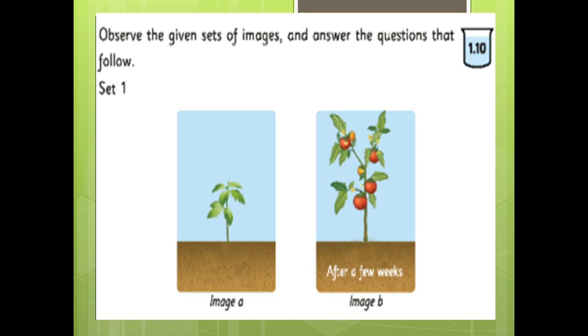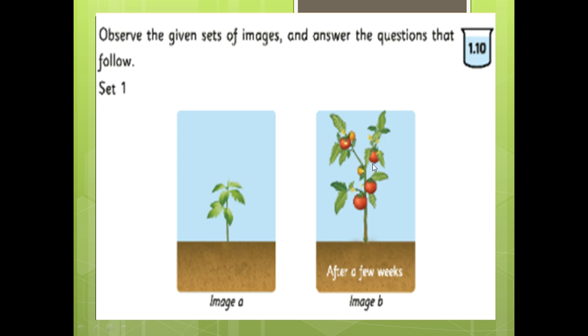Right. Now we can check whether plants are living things or non-living things with the processes. We learned the 7 life processes, isn't it? With the help of that, we can check whether plants are living or non-living. So here is an image given. First we can observe the image. In image A, you can see a plant. In image B, the same plant after a few weeks, it has grown.